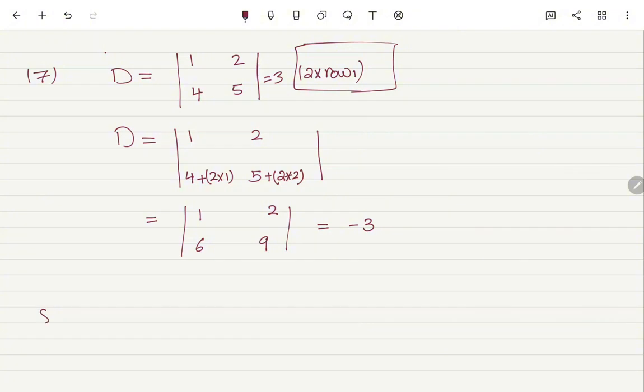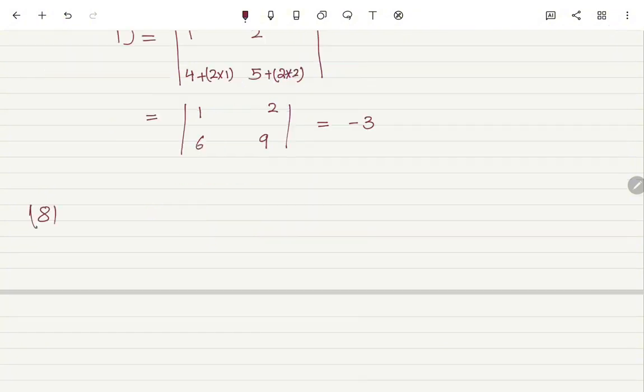Now, property number 8: the value of the determinant does not change if all rows and columns are interchanged, which means if we have a determinant like this one here, and we change all rows or all columns and modify their position, so make, for instance, row number 1 become row number 2, row 2 become 3, 3 become 1, and so on, and we interchange all rows.